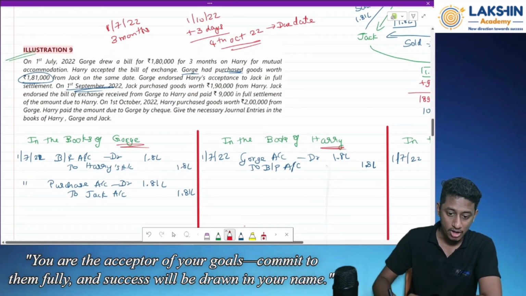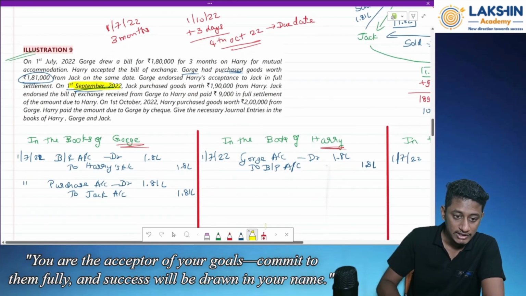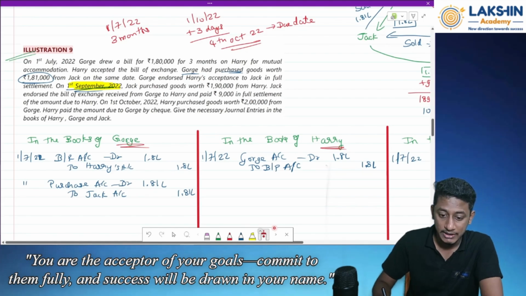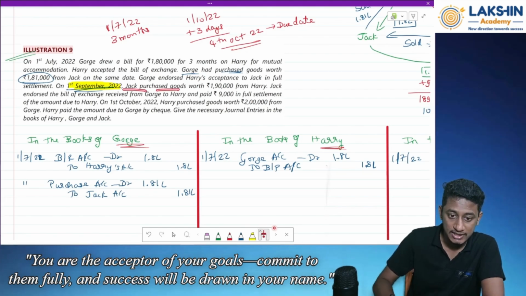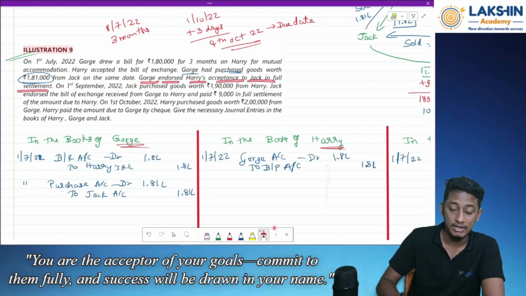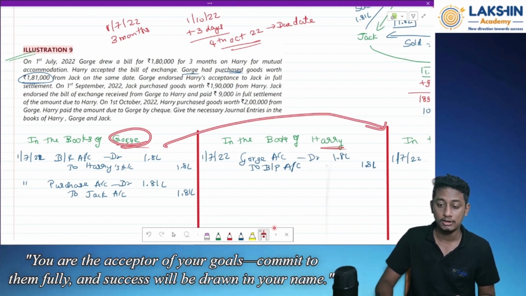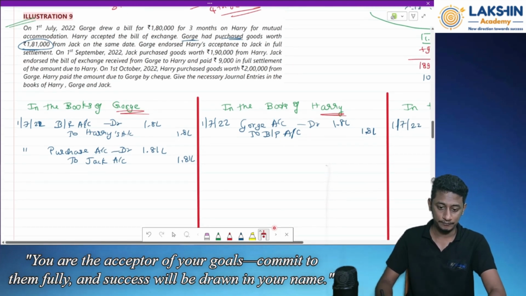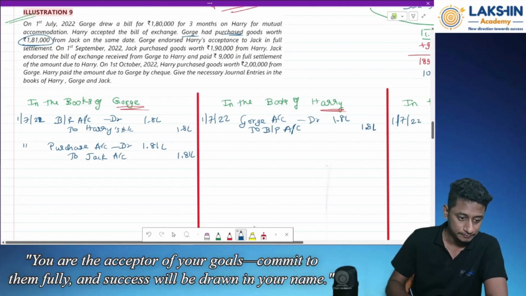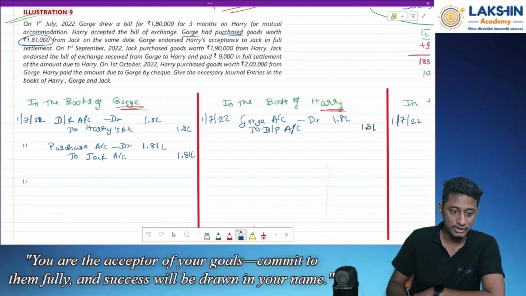Now what has happened on 1st September 22, Jack purchased goods worth rupees 1,90,000. Sorry, wait. Somewhere we missed. Before this, George endorses Harry's acceptance to Jack in full settlement. George has endorsed it to Jack. So pass the entry now. In the books of George, the date is not mentioned, so we'll assume it to be the 1st July date.